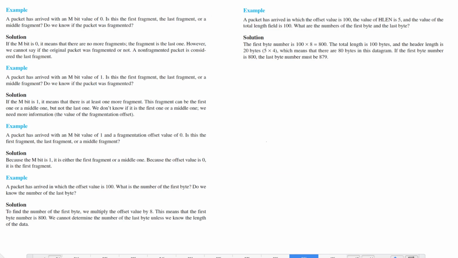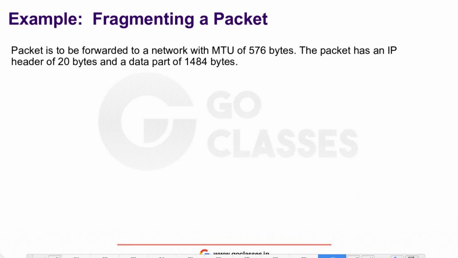Now, these are the solutions that we have for all of these questions that we just did. Now let's solve some practical questions where I have the MTU and some of the header size and the data size, and then how to do fragmentation. So we will be doing this in the next video.